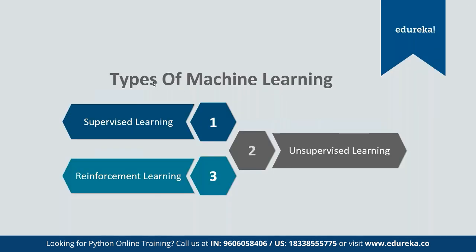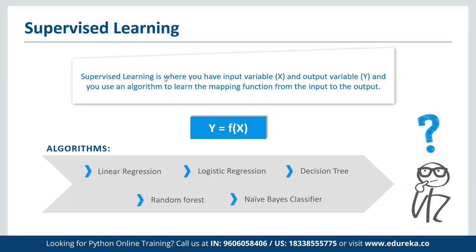So if we talk about machine learning, there are three types of learning available. We have supervised, unsupervised, and then reinforcement learning. Now, to understand these types in simple layman terms, we can use examples. First of all, supervised learning is where we have the input variable X and output variable Y, and we use an algorithm to learn the mapping function from the input to the output.